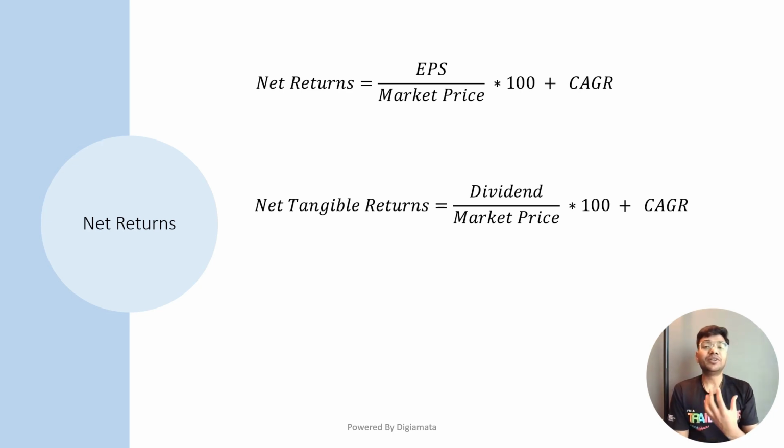So suppose I have a 100 rupees stock which becomes 200 rupees, and the dividend that I got was 10 rupees. So 10 by 200 would give me a 5% return, and my share price, which was initially 100 and is now 200, will give me a 100% CAGR. So my total net tangible return would be 105%. So this is how you are going to calculate your net returns.